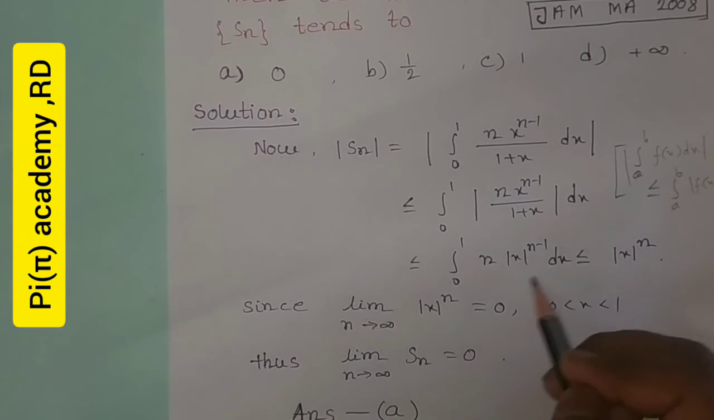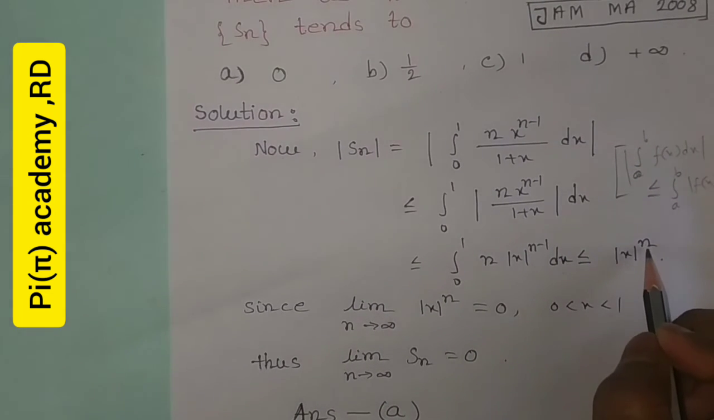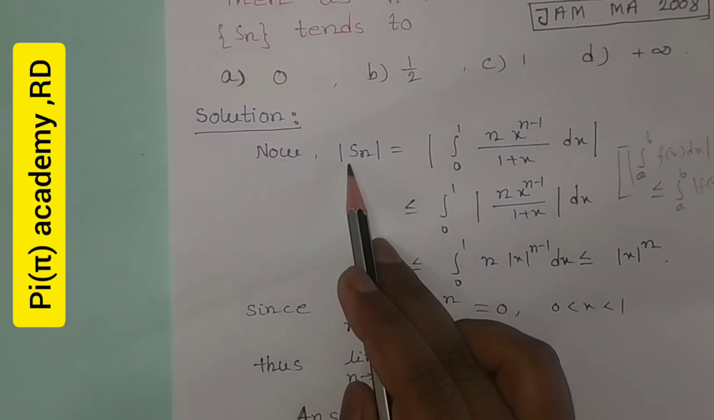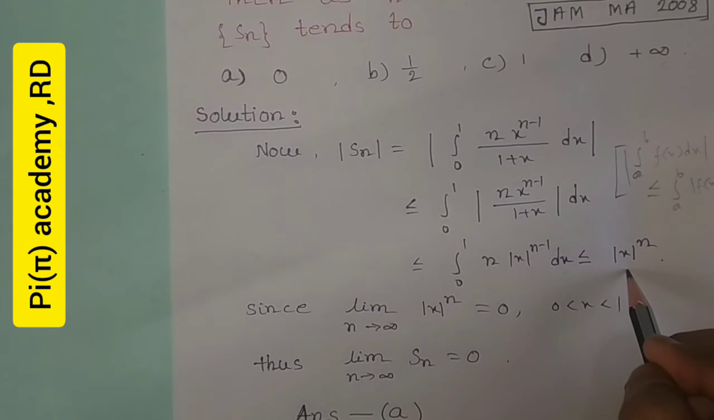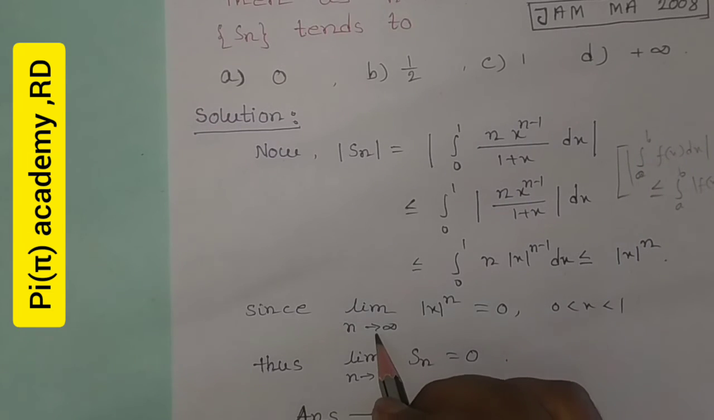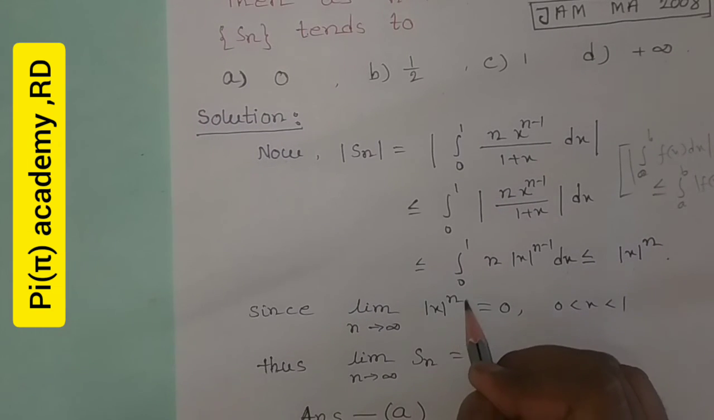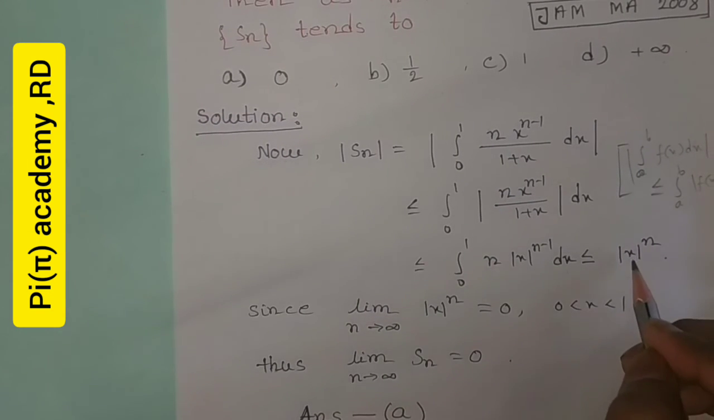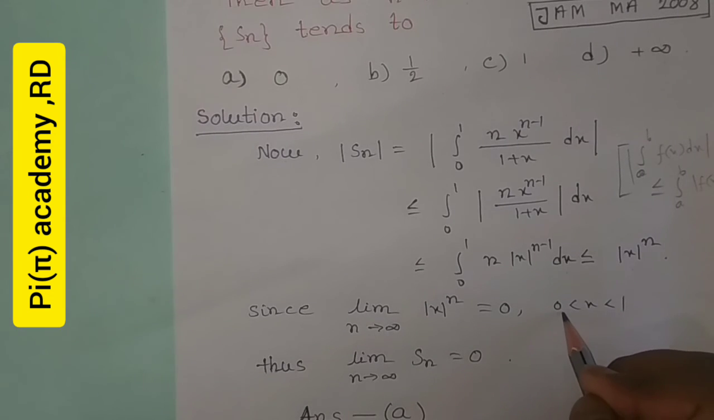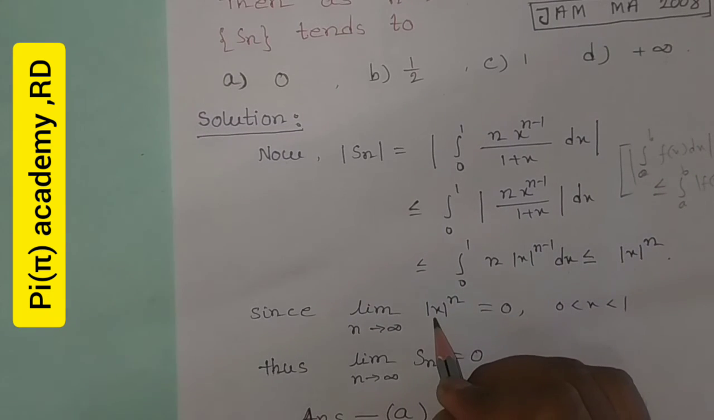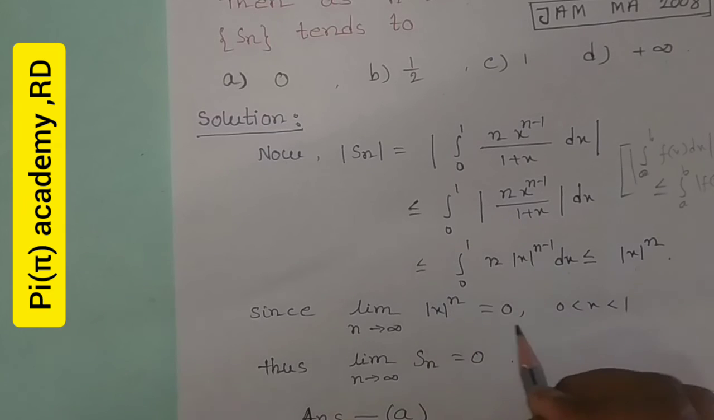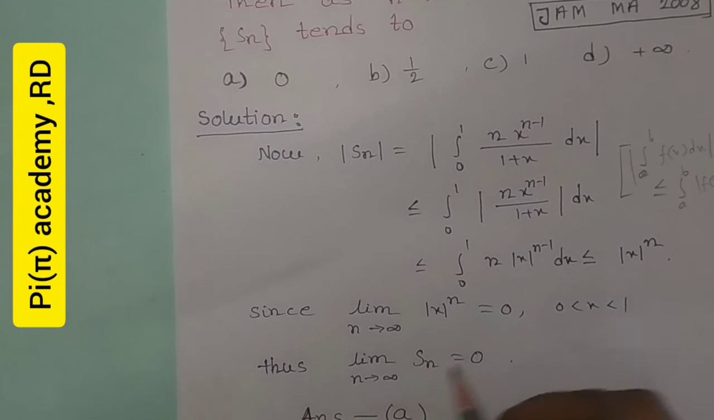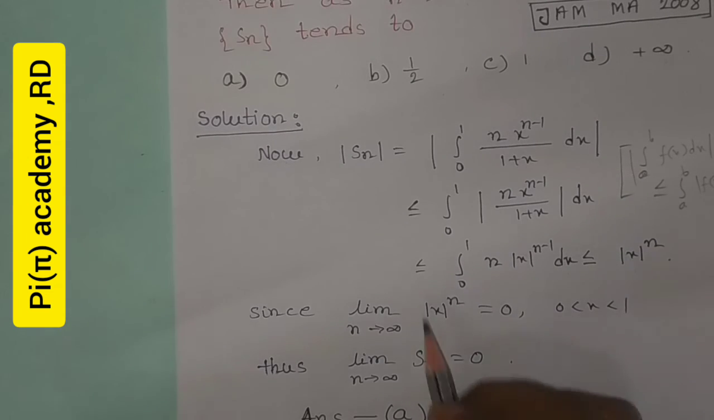Therefore integrating we get mod x whole to the power n. Thus mod Sn is less than or equal to mod x whole to the power n. Since the limit as n tends to infinity of mod x whole to the power n is 0, since x belongs to 0 to 1, therefore we know that mod x whole to the power n equals 0. Thus the limit as n tends to infinity of Sn equals 0. Hence option A is true.